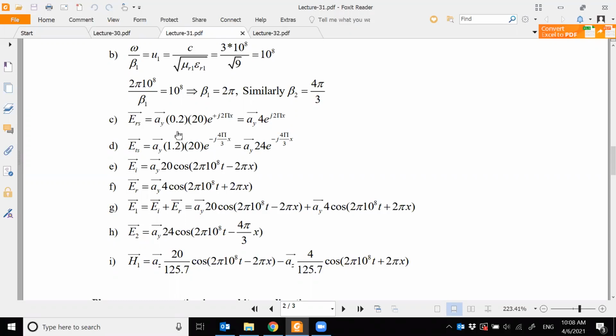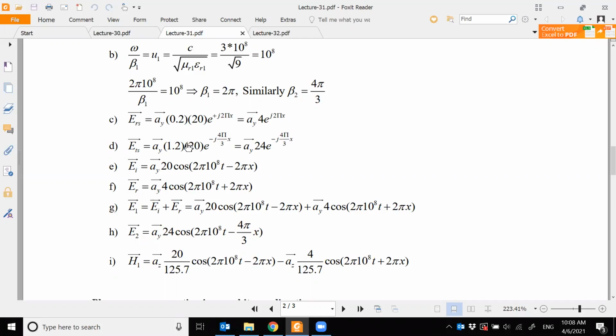The transmitted field, ETS, is AY times the transmission coefficient, which is 1.2, times 20 e power minus j beta 2 x. Beta 2 is 4 pi over 3, so this equals AY 24 e power minus j 4 pi over 3 x. So we got the reflected electric field in the phasor form, and we got the transmitted electric field in the phasor form.